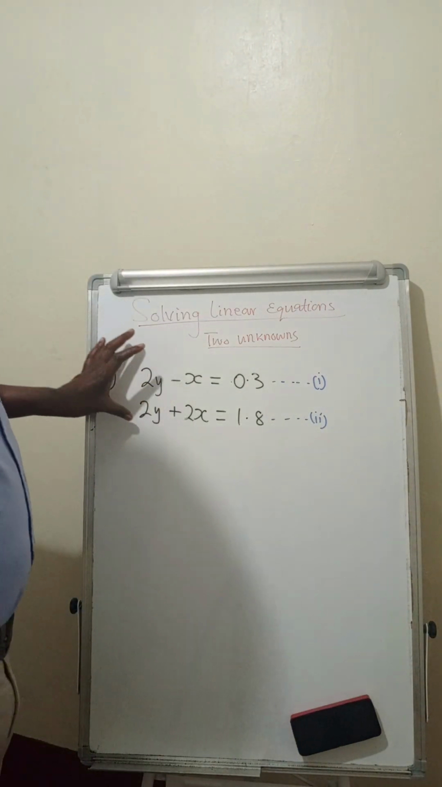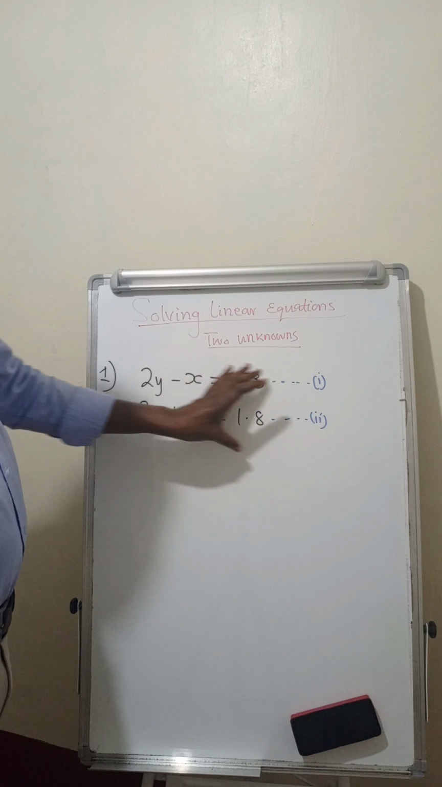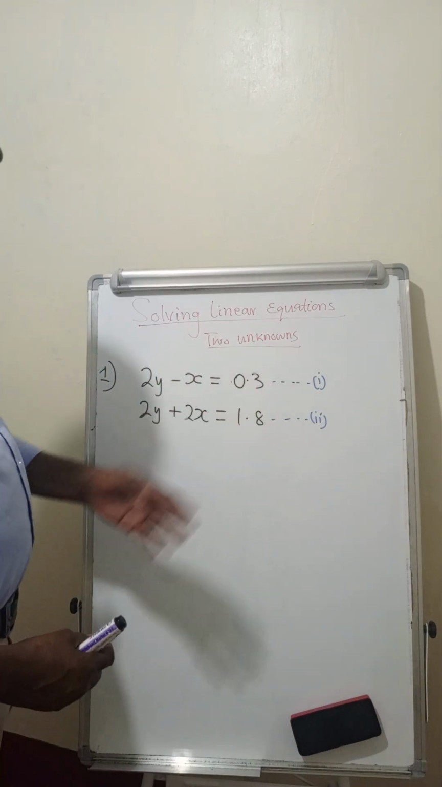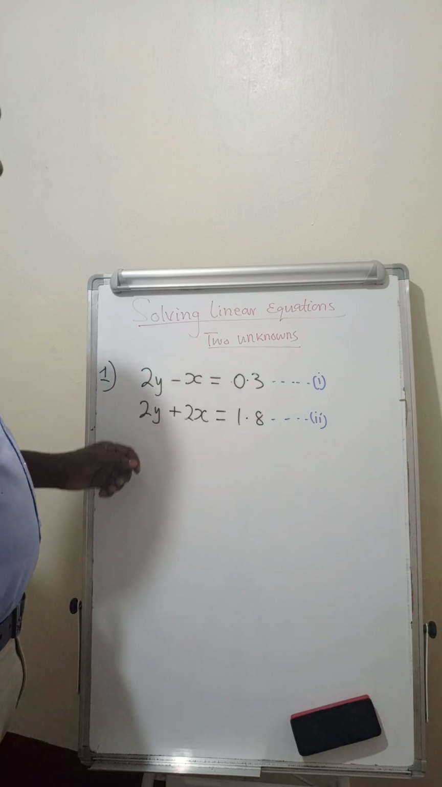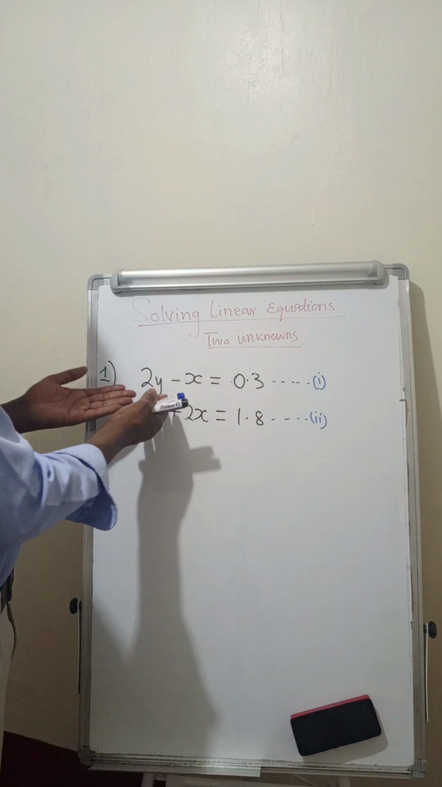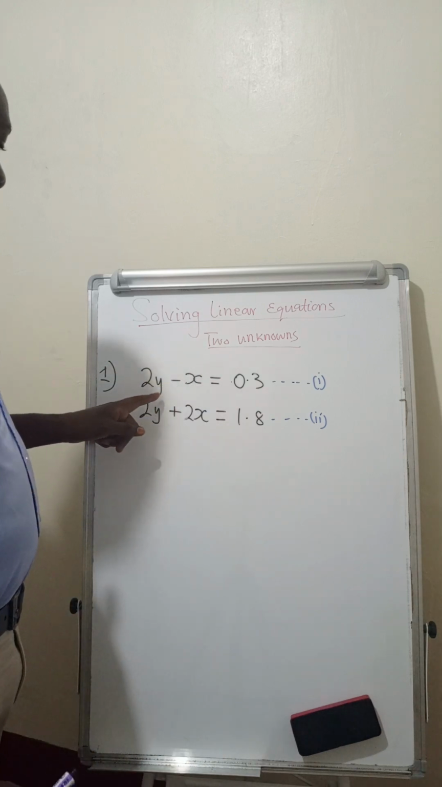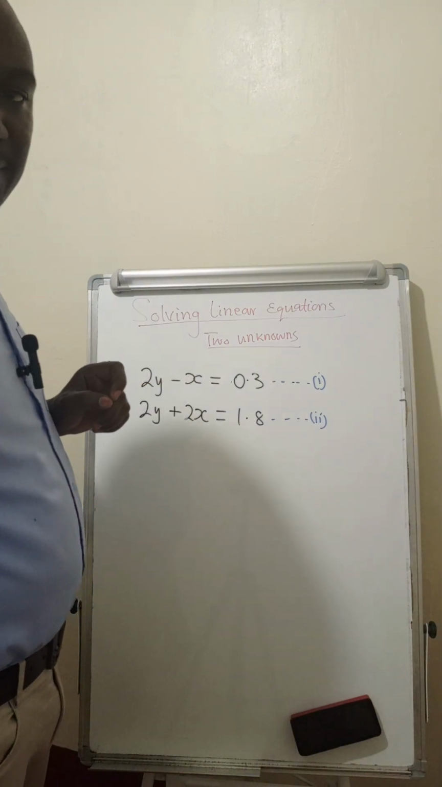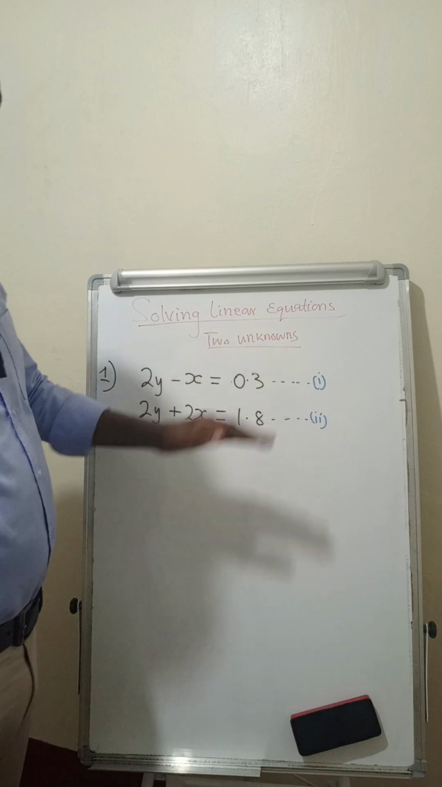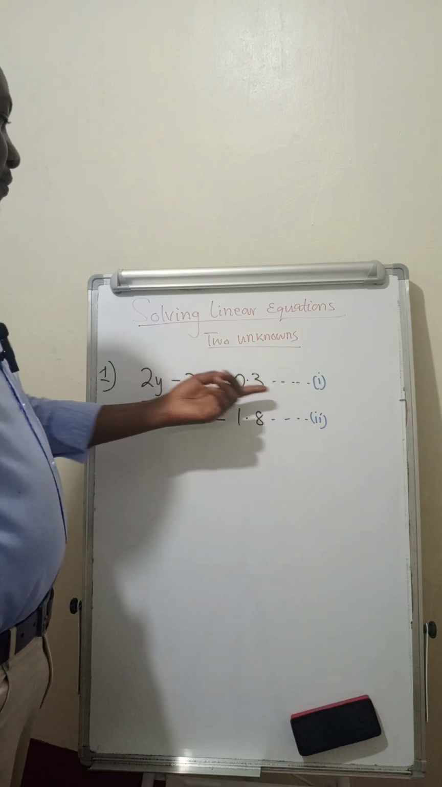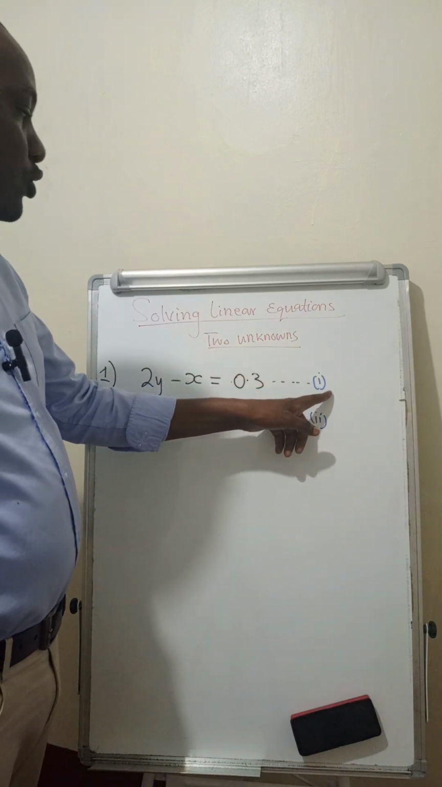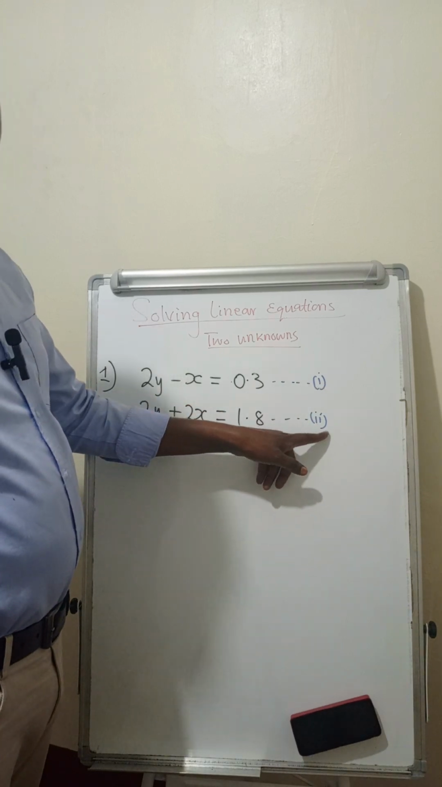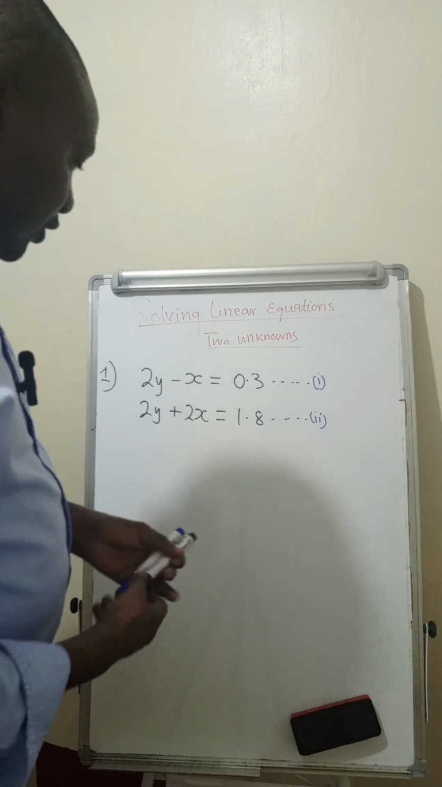Here we have an example of a question we are going to use to see how we work with these decimals in these equations. Remember, we still work with two unknowns. Our unknowns here are y and x, and we want to get the value of each. So let's name the first one as equation 1. We use Roman numbers. Then this next one, equation 2. Now, how do we do it?